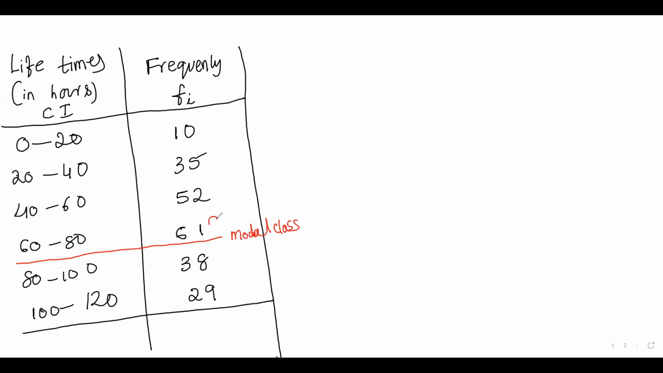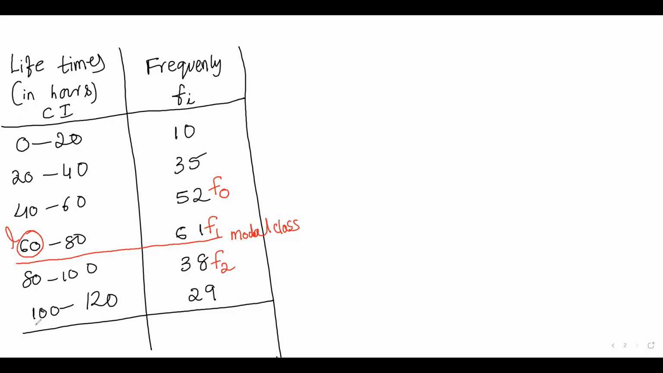This is the frequency of the modal class. This is the frequency preceding the modal class. This is the frequency succeeding the modal class. This is the lower boundary of the modal class. What is 80? It is the upper boundary of the modal class, but in our formula we use the lower boundary. So the lower boundary of the modal class is 60.